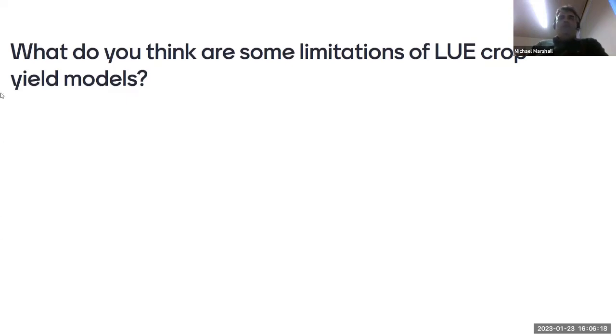Okay, so maybe if we can just in the last few minutes address this final question. What do you think some of the limitations of the light use efficiency approach, the big leaf approach to yield modeling are?